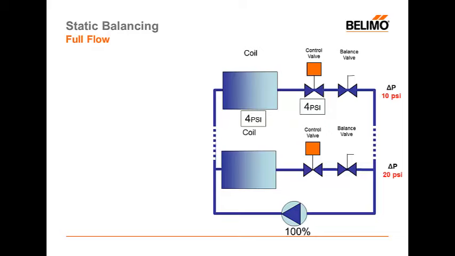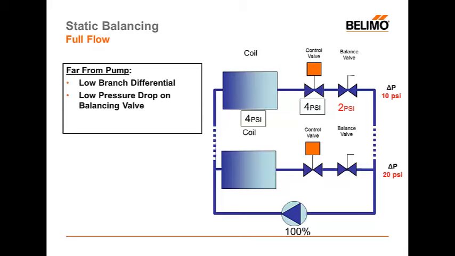And in order to balance that loop, the balancing valve will be adjusted until the flows are proper, and in this case, it needs to consume the additional 2 psi of that 10 psi branch pressure drop. So 4 plus 4 plus 2 would give us our 10 psi branch differential.